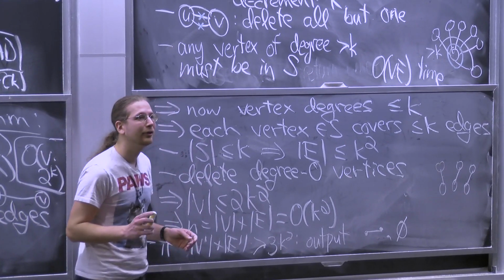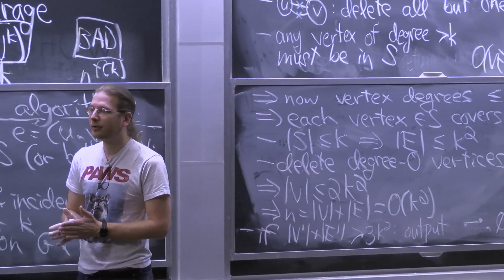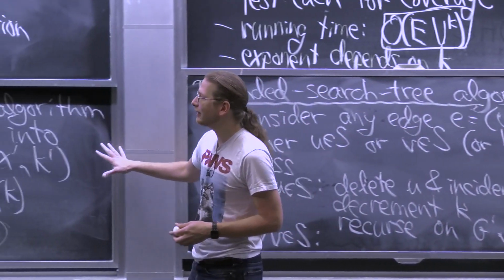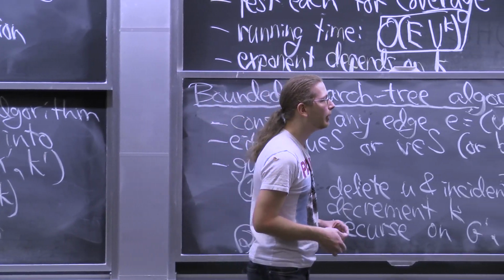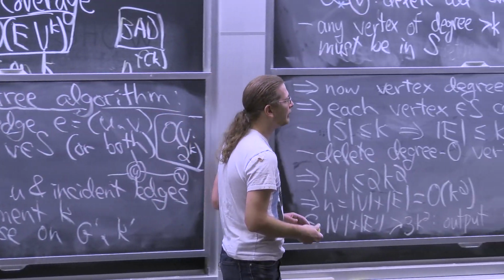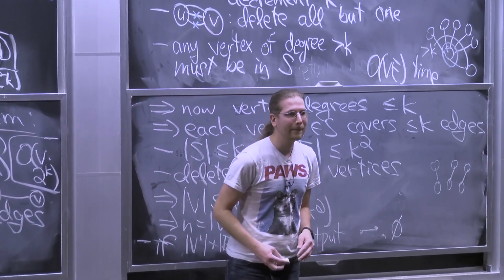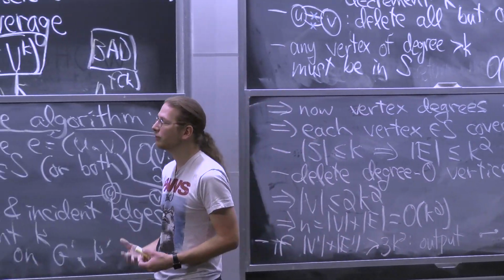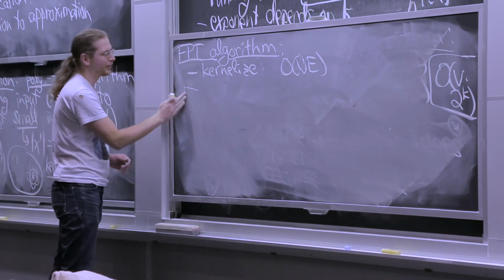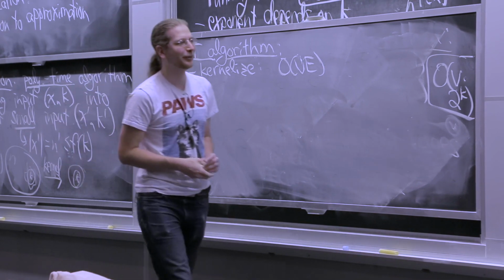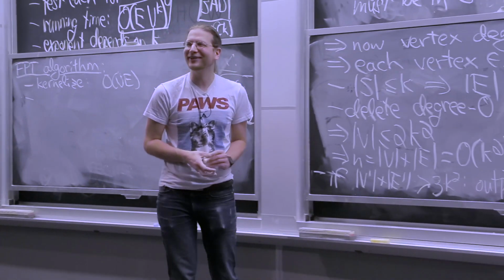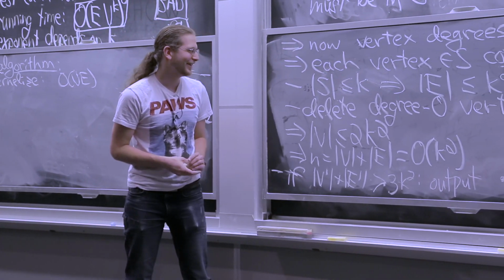Question? No? Wow. So this is kernelization at its finest, a polynomial kernel. In polynomial time, we get down to something that's size polynomial in k. If you want to solve vertex cover, you might as well do these reductions first, because they will simplify your problem. And now, if you happen to know your vertex cover is small, then the graph will be small.